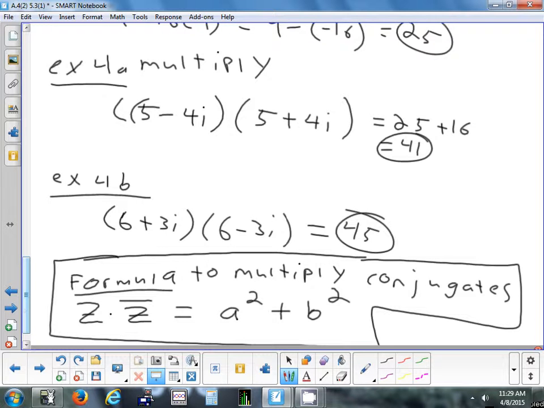Okay, so here's the shortcut. The formula to multiply conjugates together. Take the first number, square it. Take the second number, square it, add them up.